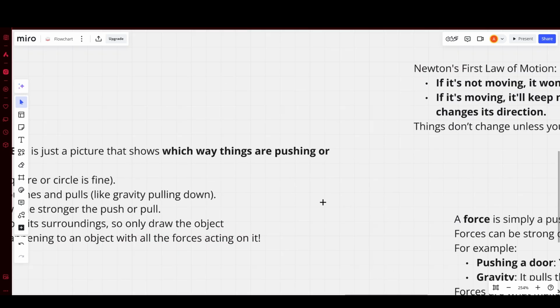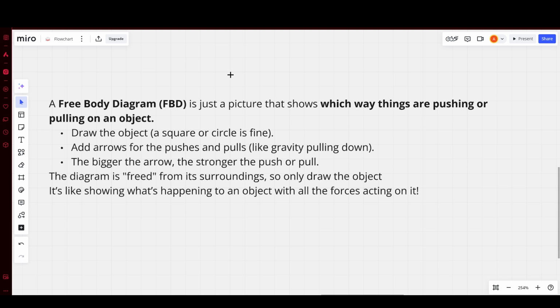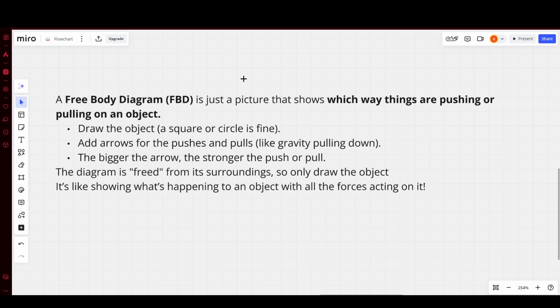Free body diagrams are just a picture that shows which way things are pushing or pulling on an object. To make them, you just draw the object. A square, circle, or rectangle is completely fine for this. Then you add arrows for the pushes and pulls, like gravity pulling down or the normal force pushing up. The bigger the arrow, the stronger the push or pull. Keep in mind, the diagram is freed, quote unquote, from its surroundings, so you only draw the object. It shows all the forces acting on it, and the forces have to come from the center.